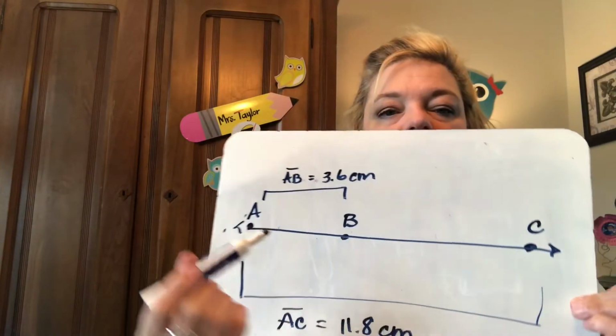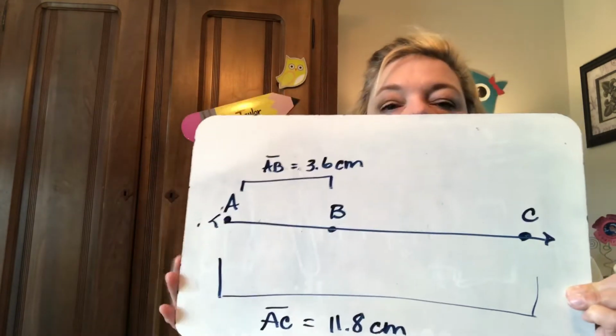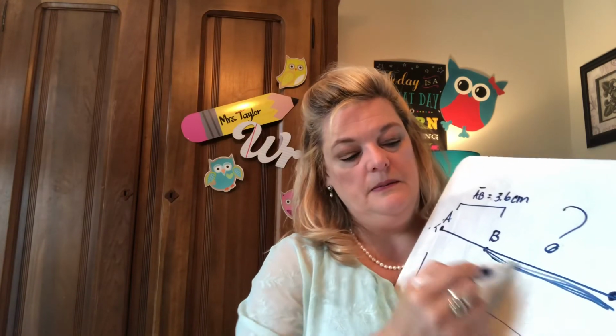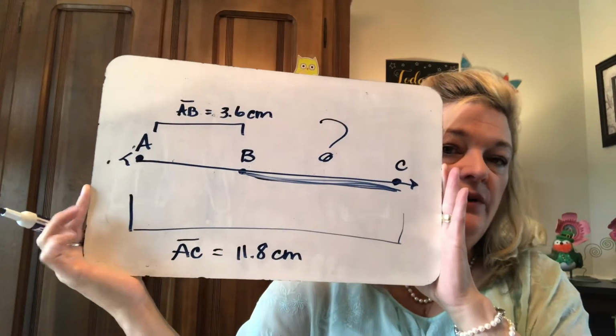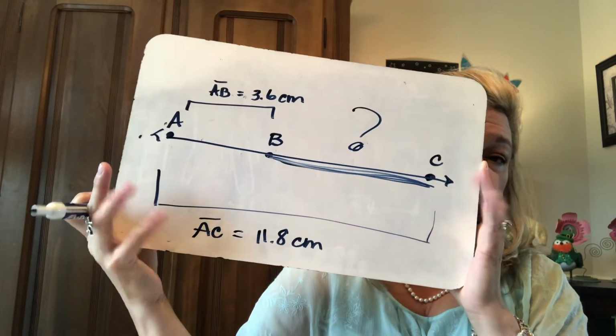is equal to 11.8 centimeters. So I know 2 factors. I know this little measurement right here, and I know the measurement of the entire line segment. They want us to figure out, well, what is it from here to here? Well, what could I do? Well, I know the full length. So if line segment A to C is 11.8 and A to B is 3.6, well, all I'm going to do is what? Subtract from the main, right?